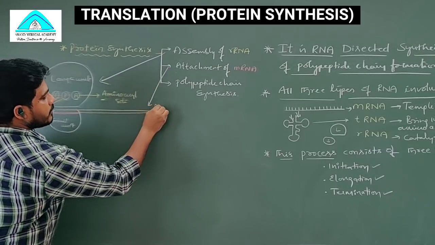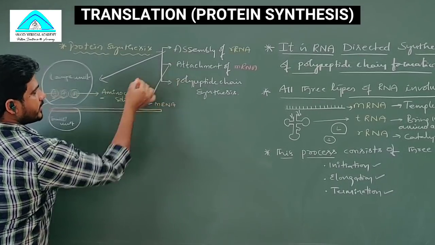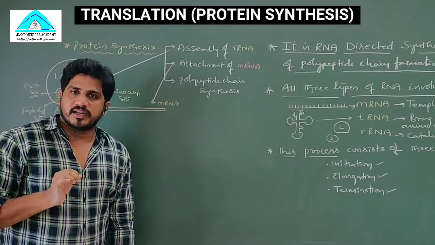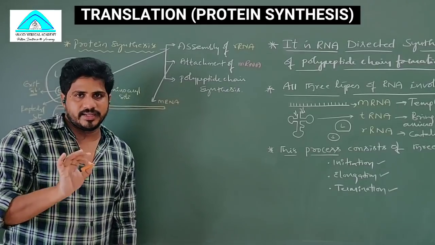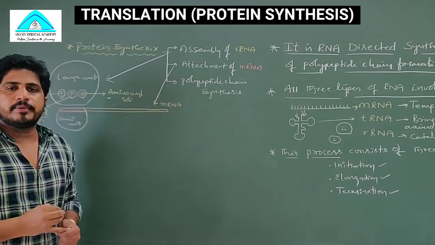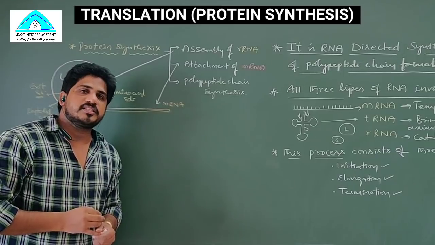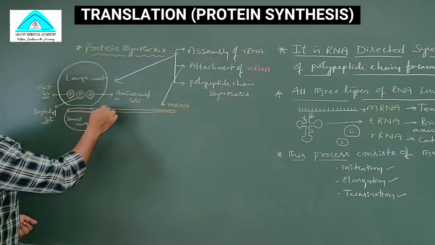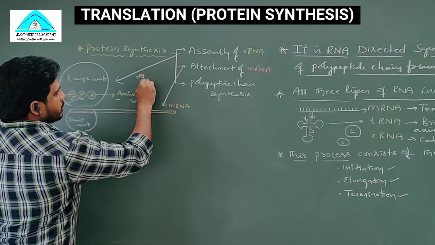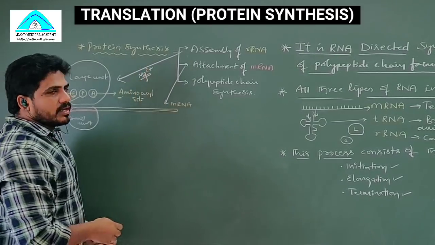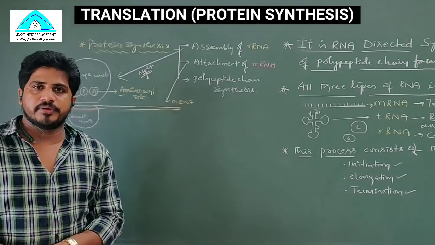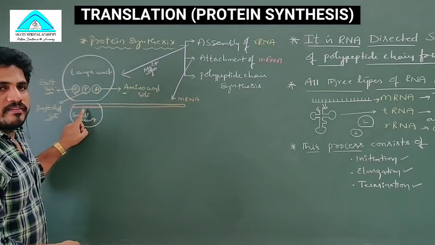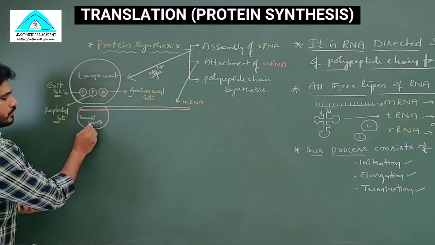So this is the mRNA. mRNA is attached to which subunit of the ribosome? The smaller subunit of the ribosome helps to bind the mRNA. That is clear. Next one is polypeptide chain synthesis. Polypeptide chain synthesis means what? Assembly of the ribosome requires magnesium ions. So in the presence of magnesium ions only, the smaller and larger subunits are going to be assembled. Once these two are assembled, mRNA will go and bind to the smaller subunit.